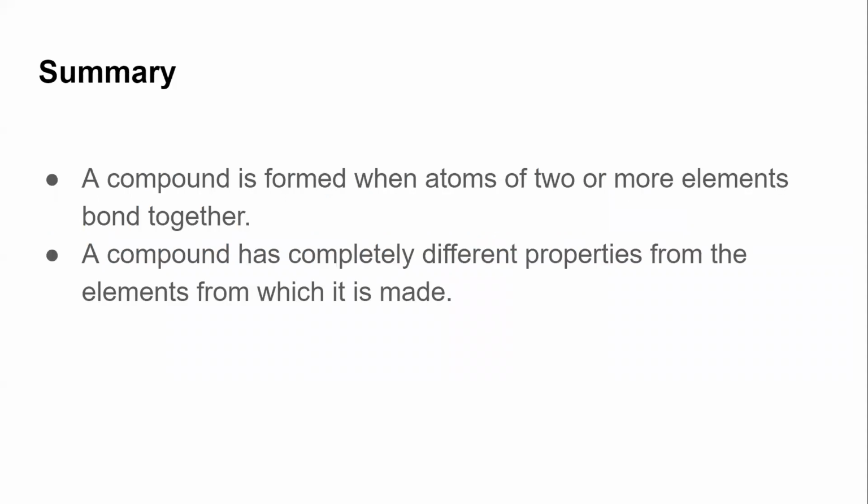Summary. A compound is formed when atoms of two or more elements bond together. A compound has completely different properties from the elements from which it is made.